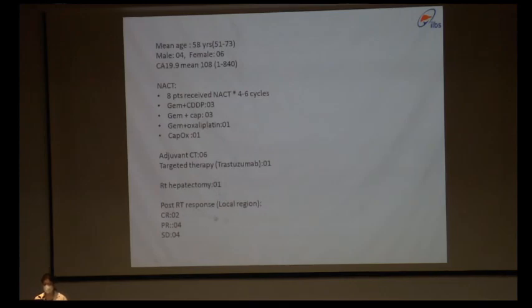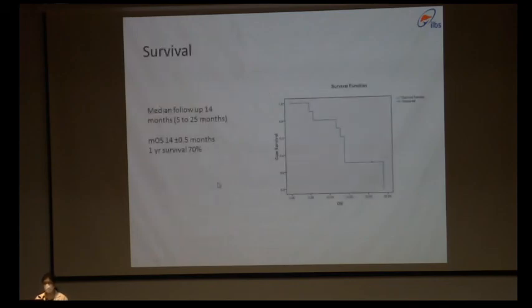Post-radiation therapy local response: complete response in 2 patients, partial response in 4, and stable disease in 4. Here is the Kaplan-Meier curve with a median follow-up of 14 months, ranging from 5 to 25 months. Median overall survival is 14 months. One-year survival is 70%.